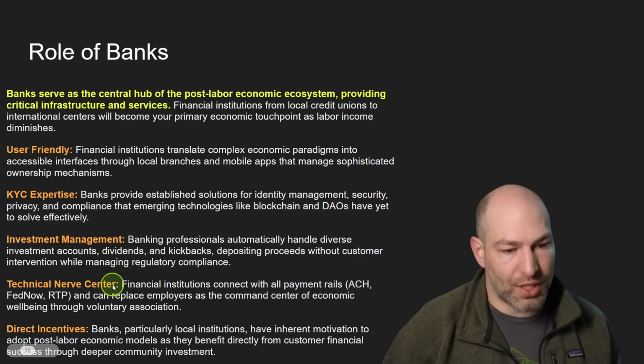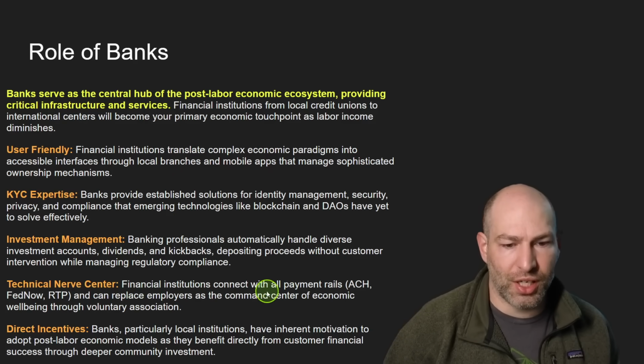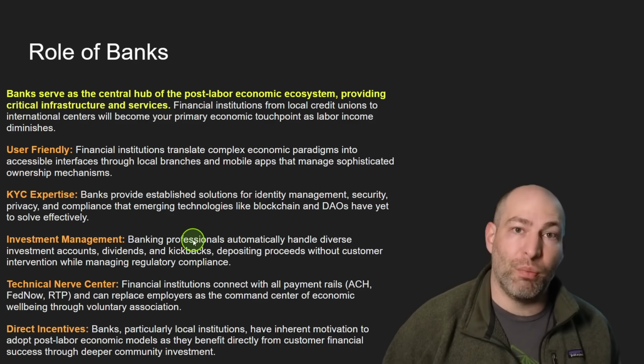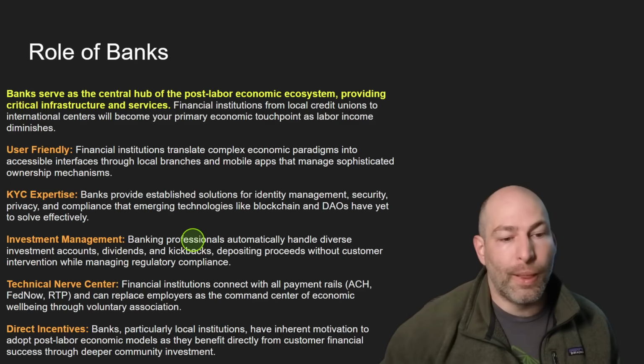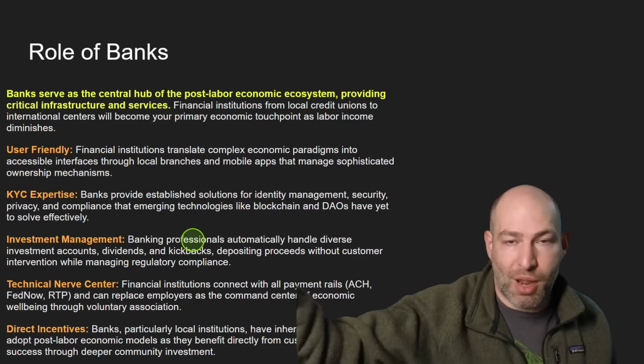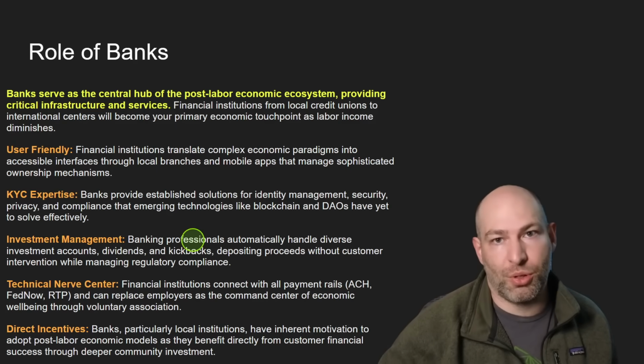Next is technical nerve center. Financial institutions connect with all payment rails such as ACH, FedNow, RTP, and can replace employers as the command center of economic well-being through voluntary association. Again, by choosing where you bank and which banks you qualify for, just in some cases, just by being a member of a bank, you will start to reap some of those benefits.